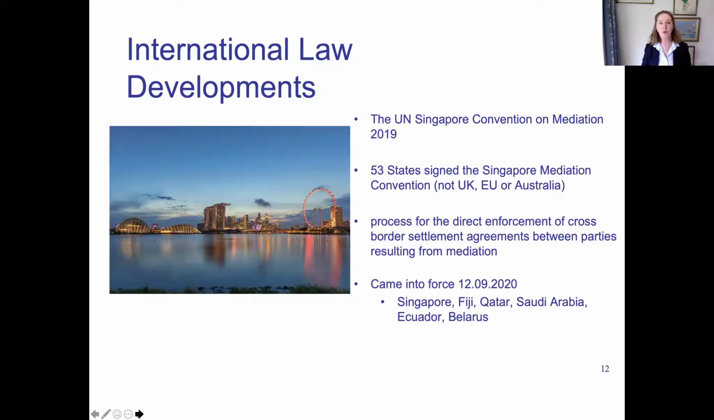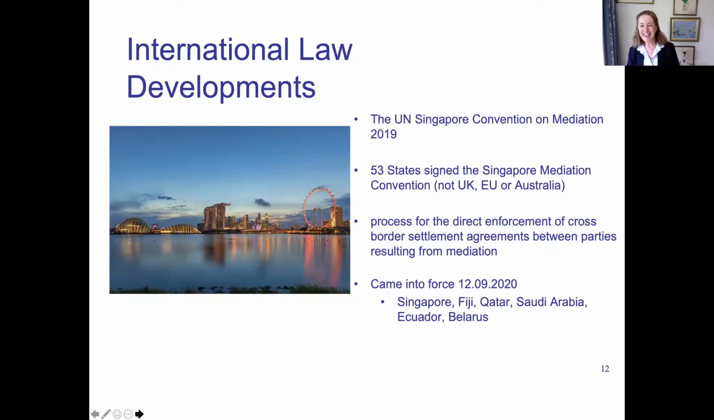I mentioned Singapore as being an upcoming jurisdiction for mediation, partly now because of the UN Singapore Convention on Mediation 2019, a really important convention in its idea and its concept, which basically said, if a settlement agreement is entered into in one country, then it can be recognized and enforced in another country. A little bit like the Brussels regulation process that we have for court judgments within the EU.